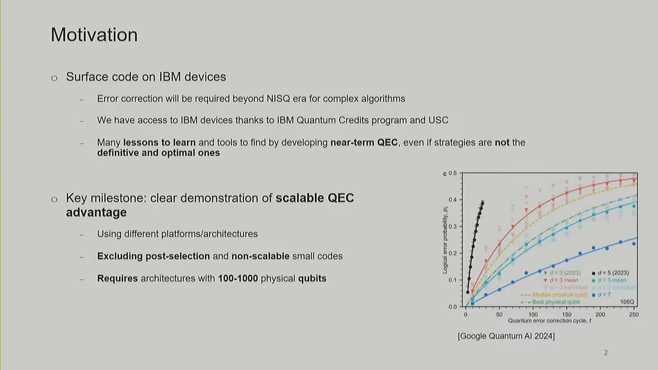In the end, error correction will be needed to execute complex algorithms in quantum computers. And even if the error correction techniques that we will use in the future for fault-tolerant computers are not the optimal, are different from the near-term error correction techniques that we have now, it's still interesting to run the actual error correction code in the devices that we have now to learn things from the experiment and not just developing new theory codes without actually knowing how the code performs on the real device.